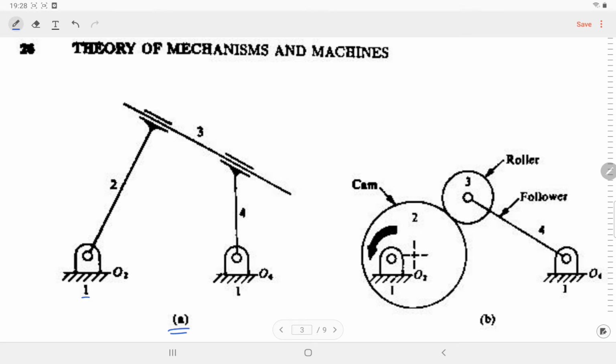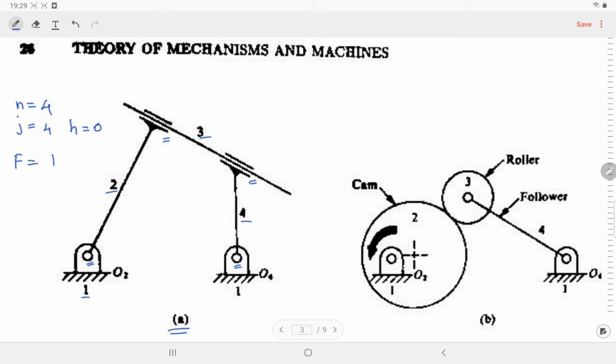The fixed link is 1, and this link 2, link 3, and link 4. So n is equal to 4. Now J, so it's 1, 2, 3, and 4. So all the kinematic pairs are lower order pairs, so J is equal to 4. So F is equal to 1. Okay, so if we use that, and also we need to mention H is equal to 0 for this case.